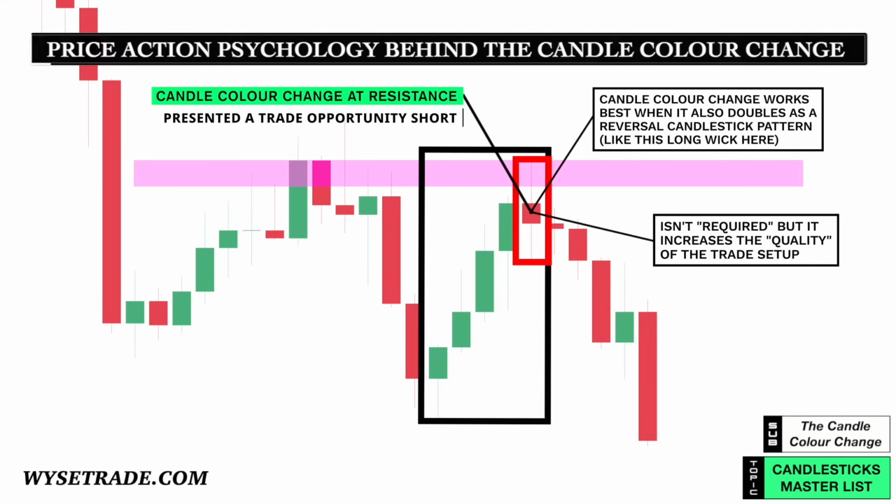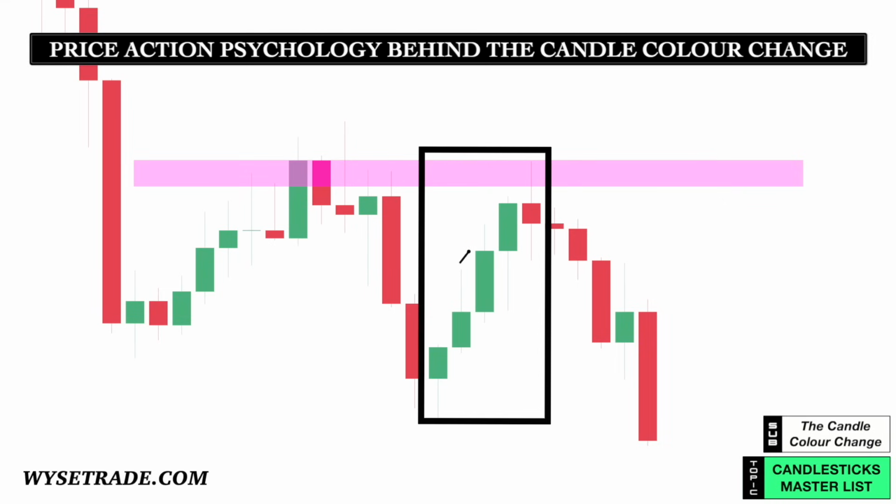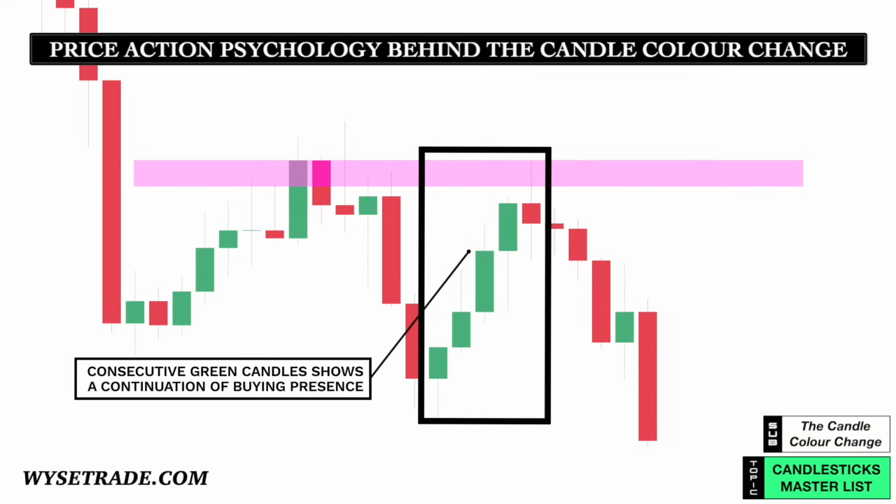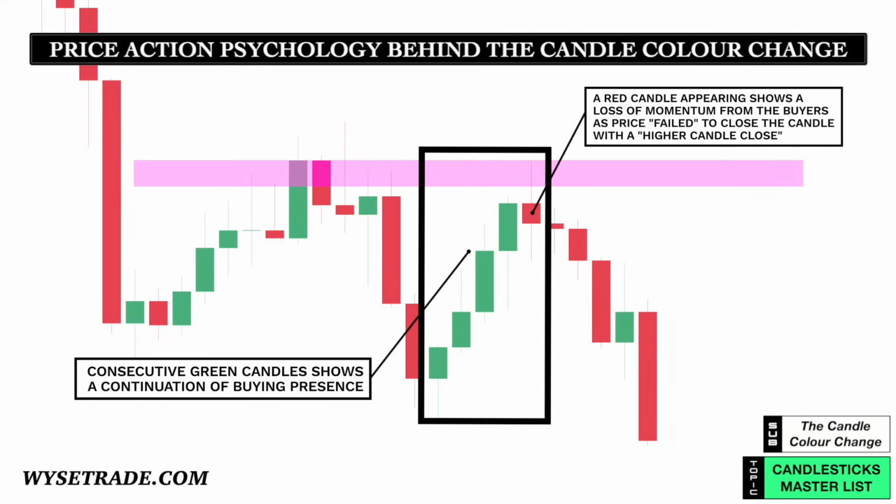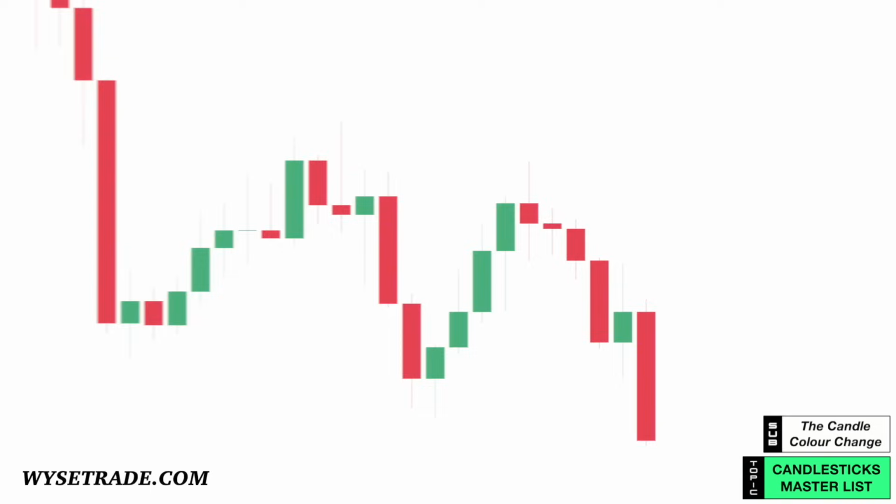So, what is the price action psychology behind this pattern? The consecutive green candles show a continuation of buying presence before a red candle appears, which then shows a loss of momentum from the buyers as price failed to close the candle with a higher candle close. Now, going in the opposite direction.